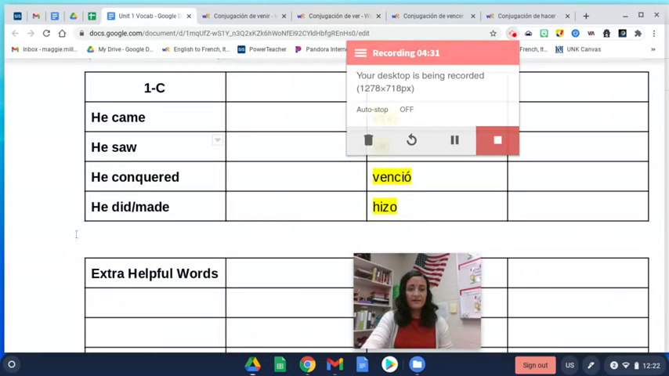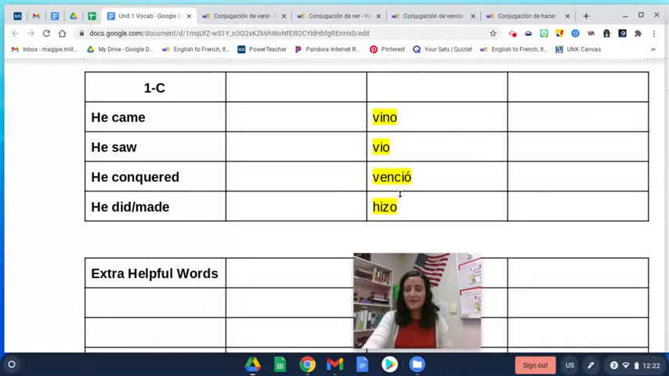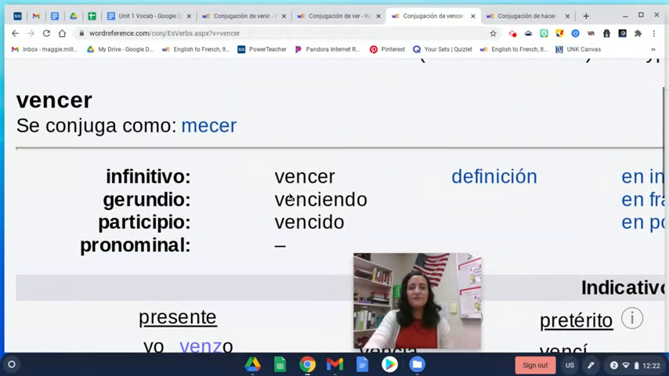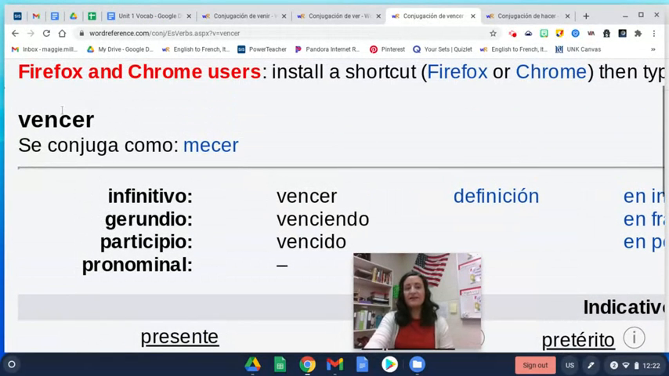Okay, then the next one is he conquered. Repiten, venció. This is not an irregular verb, so that is helpful. And this comes from the verb vencer. You can see that right here, vencer. And vencer means to conquer.